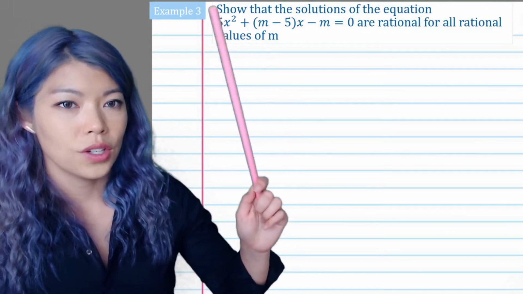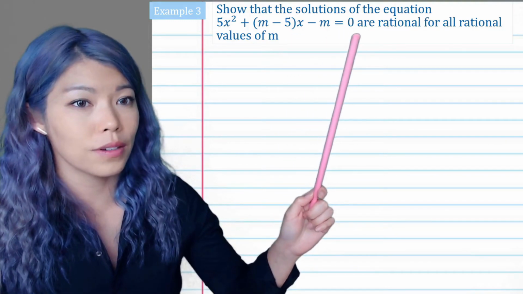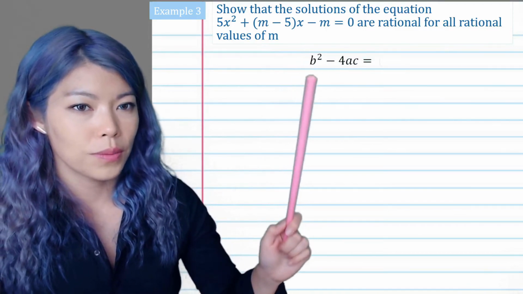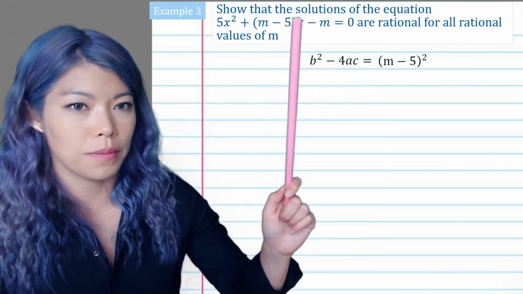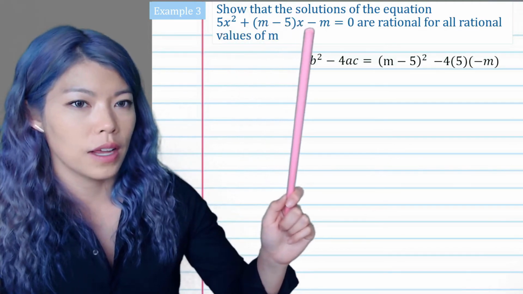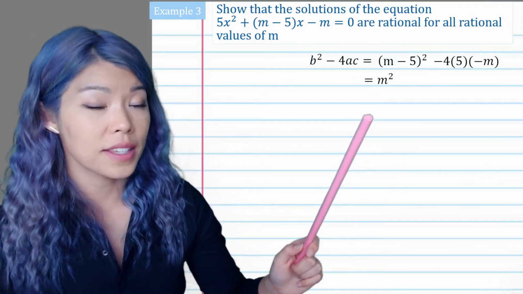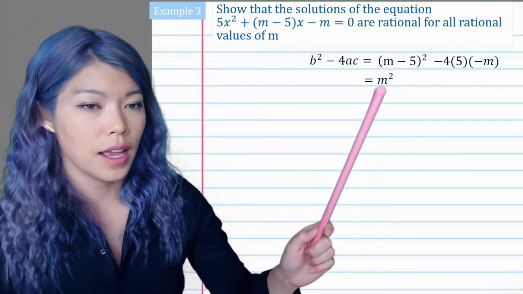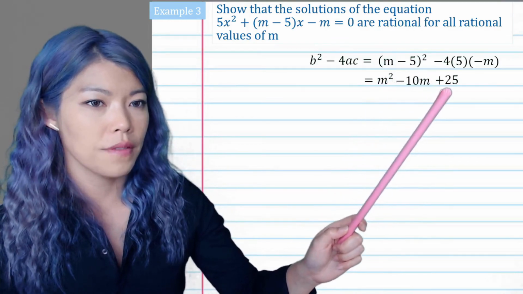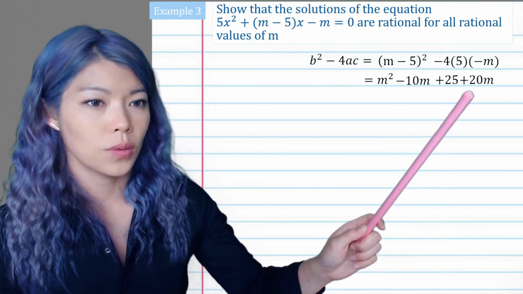Example 3. Show that the solutions of the equation 5x squared plus (m minus 5)x minus m equals 0 are rational for all rational values of m. So we look at the discriminant: b squared, so that's (m minus 5) squared, minus 4 times a, which is 5, times c, which is minus m. Let's solve for the discriminant and see what we get. Expanding that bracket, we get m squared minus 10m plus 25. Then minus 4 times 5 is 20, times the minus m is positive 20m.